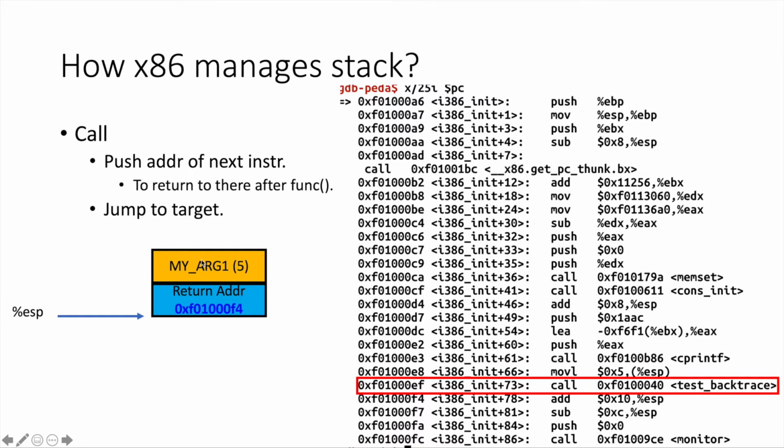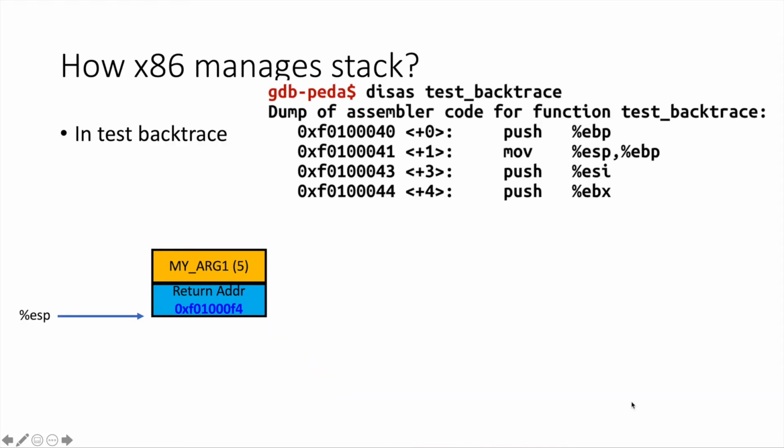Okay, put 5 as an argument, and it will save the return address, and then we jump to the test backtrace. And in test backtrace, the first instruction it will run is push EBP. And I told you before that EBP will point to the start of the stack, but that was pointing to the start of the stack of the i386 init, the function that calls this test backtrace.